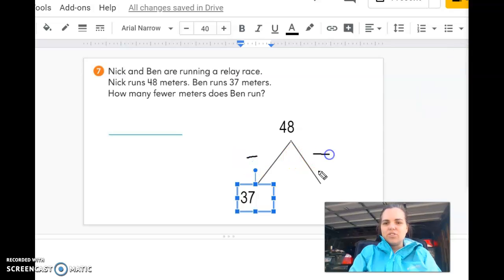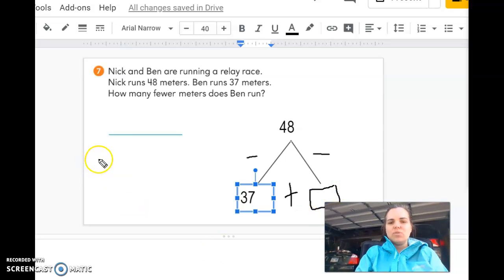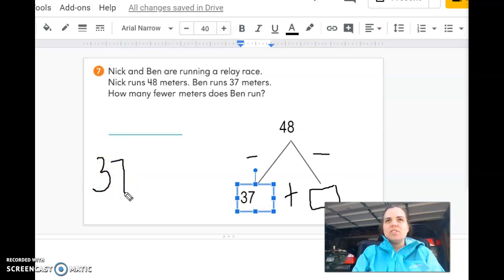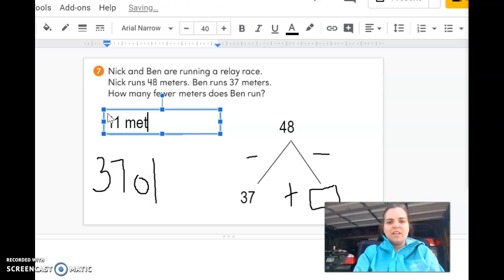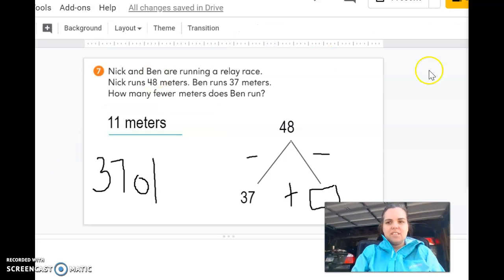I can do one of 2 ways. I can add to find my unknown, or I can subtract. I'm going to do 37, and I'm going to do the add-on method right now. You can do the subtraction if you would like to. 37, and then I need to get to 48. 37, 38, 48. Then I need to add it up. 10, 11. So how much longer did Nick run than Ben? Yep, 11 meters. Good job.